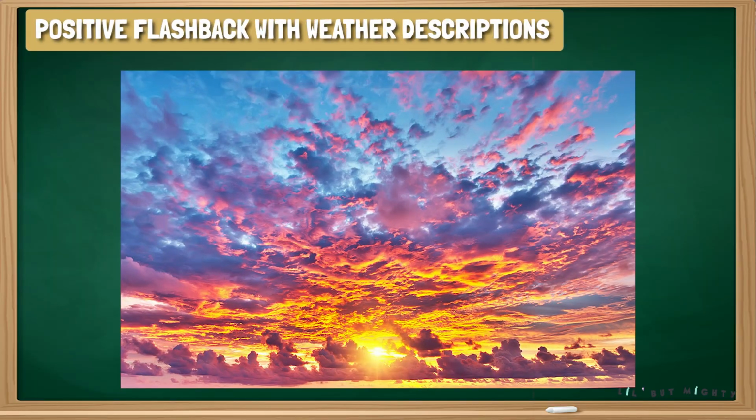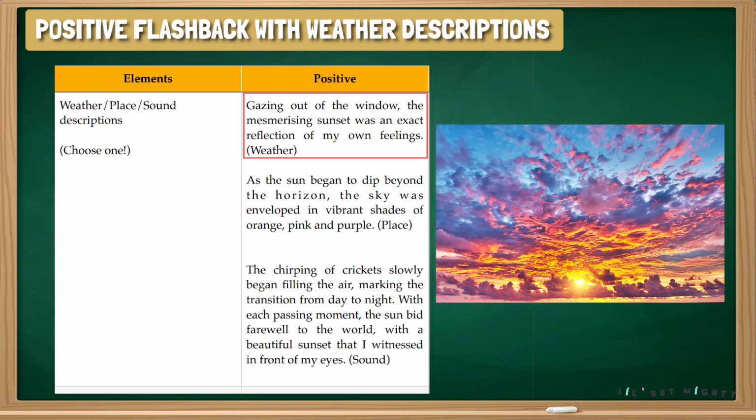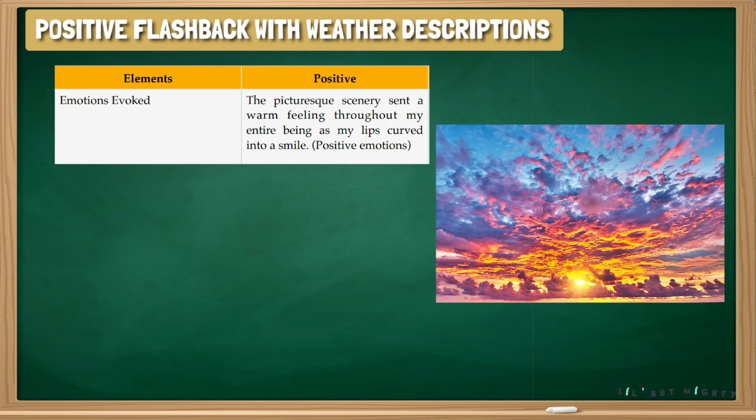Here's an example of a positive flashback that you can use by using weather descriptions. Gazing out the window, the mesmerizing sunset was an exact reflection of my own feelings. This is followed by the emotions evoked. The picturesque scenery sent a warm feeling throughout my entire being as my lips curved into a smile.